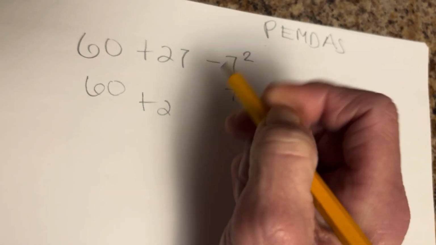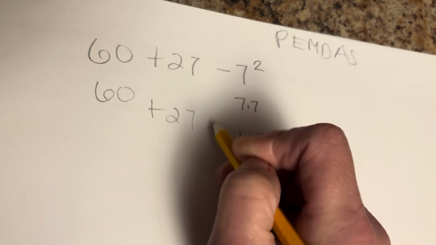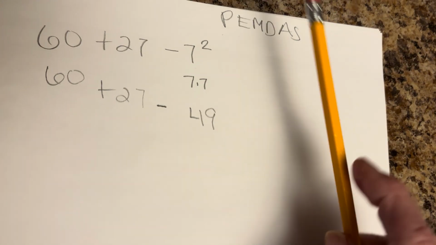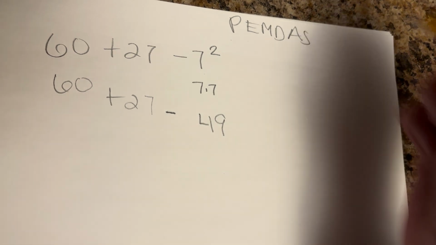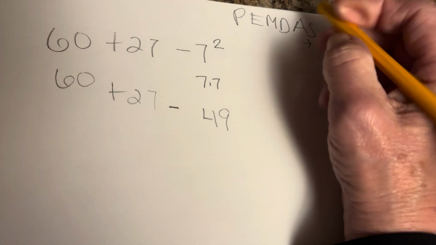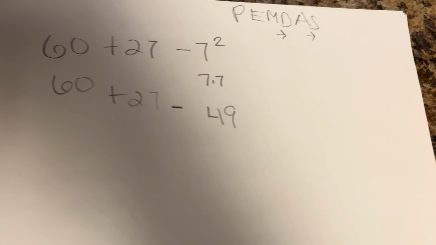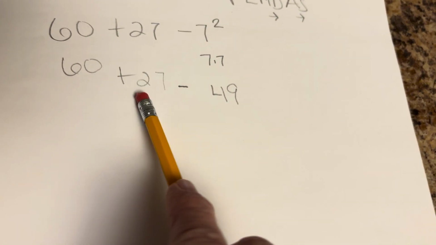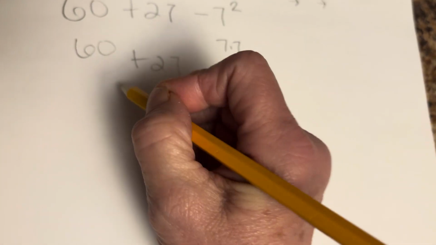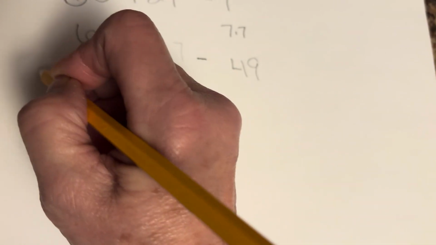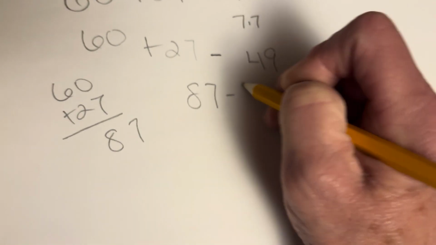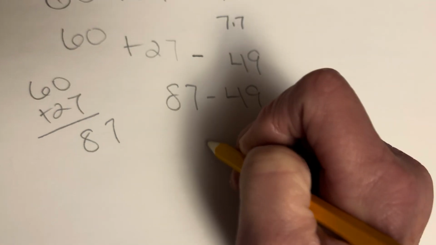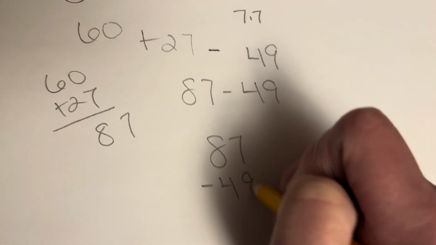60 plus 27 minus 49. Now we have addition and subtraction. And our rule is addition and subtraction go left to right, just like multiplication and division go left to right. So we would need to do our addition first, 60 plus 27, which if you're not sure, you should stack and get 87. And then 87 minus 49, bring down the rest of the problem. And again, I would recommend stacking that.